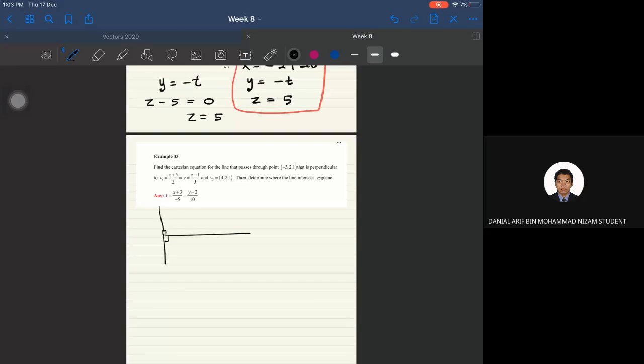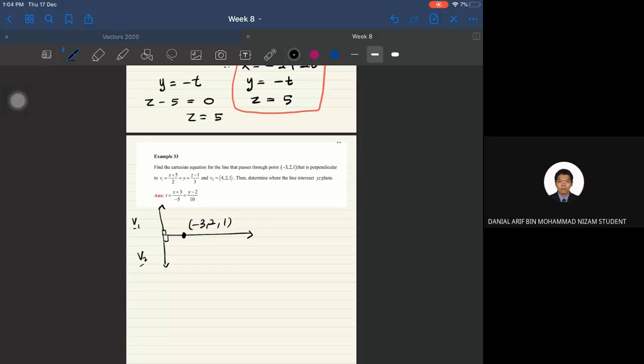Perpendicular kan. So point kat sini adalah negatif 3, 2, 1. Kita tak belajar betul-betul sketch tau. So kalau you nak tengok betul-betul point ni, you kena plot dekat GeoGebra ke. So vector 1 and let's say this is vector 2. Okay, syarat untuk buat equation of line tadi saya bagi tahu mesti ada satu point, mesti ada satu vector.